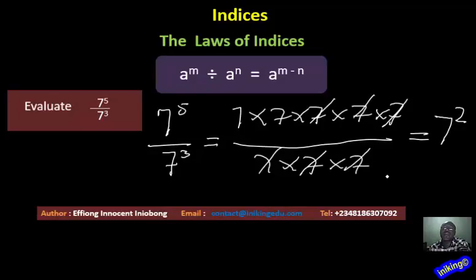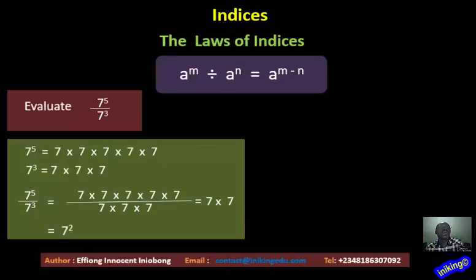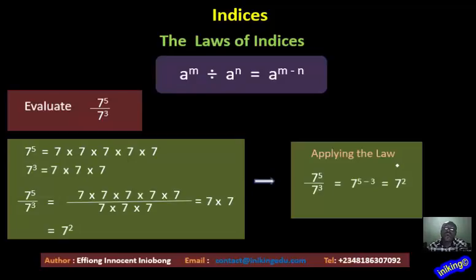But the rule simply says, why don't you just do 7 raised to the power of 5, that is the index of the numerator, and subtract the index of the denominator, and you have 7 raised to the power of 2. That's a summary of what we've just done. And we can simply do this as 7 raised to the power of 5 minus 3, which gives us 7 raised to the power of 2. Okay, applying the law there.